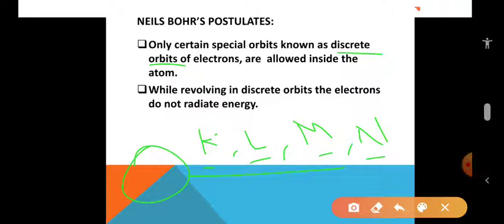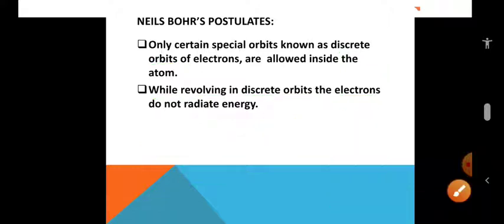And only a certain number of electrons are there in the K shell, L shell and M shell, N shell. While revolving in discrete orbit, the electrons do not radiate energy. Of course, it will not radiate any energy by itself. If it radiates energy, it will lose its energy and it will fall down into the nucleus. That is what Rutherford told, which was wrong, which was logically not correct. So Niels Bohr corrected it. These are Niels Bohr's postulates. Very important.